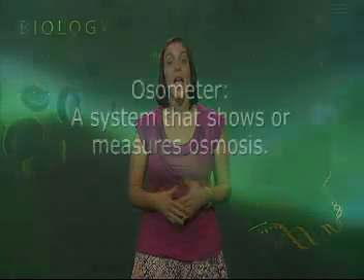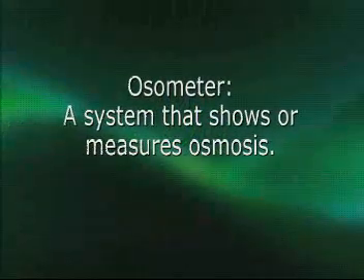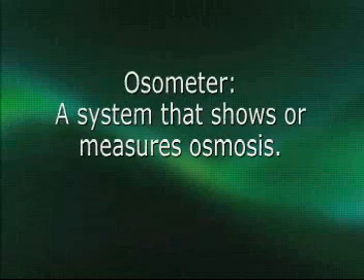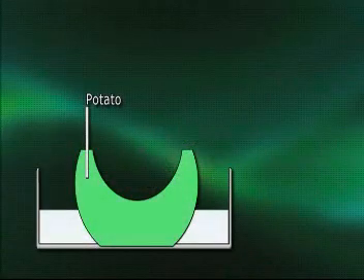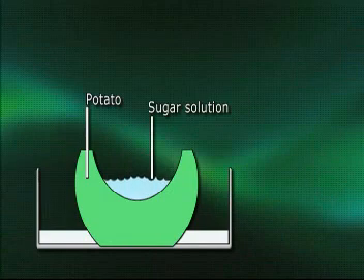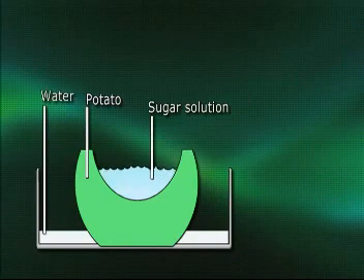Osmosis can be demonstrated through a simple experiment using potatoes. An osmometer is a system that shows or measures osmosis. We will be using the potatoes as an osmoscope to exhibit the process of osmosis. This is a simple experiment that only requires a potato, a beaker, a strong sugar solution, and water.